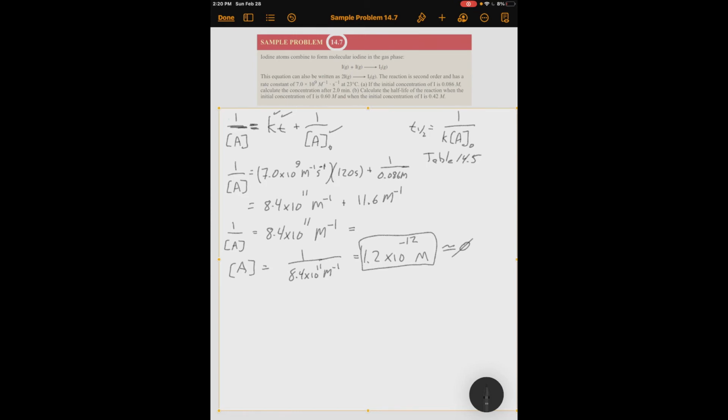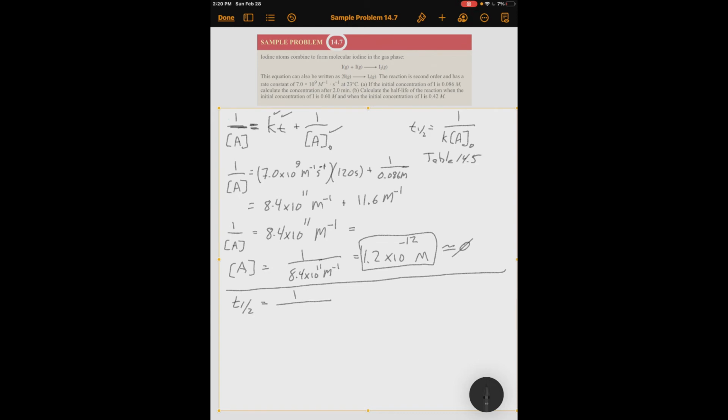Now we're going to do the half-life calculation. The half-life, we want to find out what it is if the iodine concentration is 0.60 molar and the initial concentration is 0.42 molar, okay? It's actually 2 separate calculations. I was looking at that and I noticed there's 2 separate calculations. So let's try it for the first one.